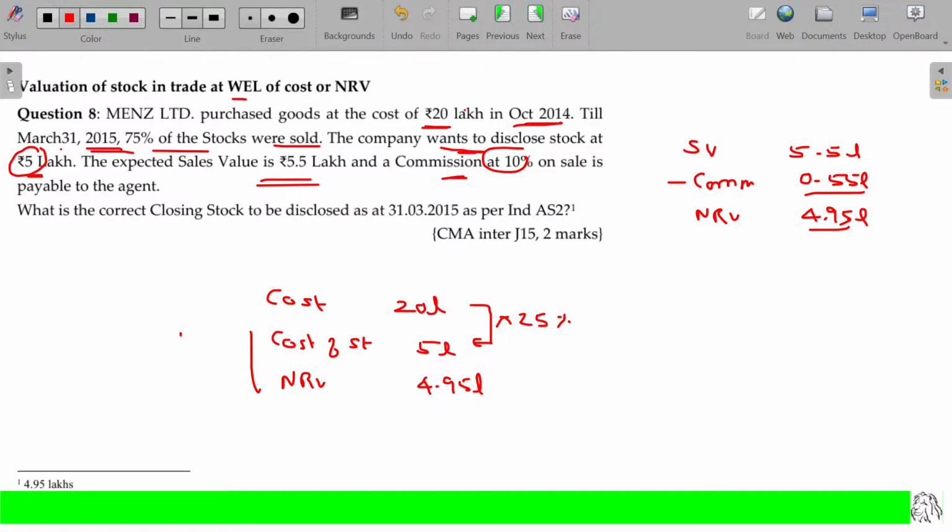Now, compare these two, whichever is lower will be taken, that lower being 4.95 lakhs. What the company followed cannot be acceptable.